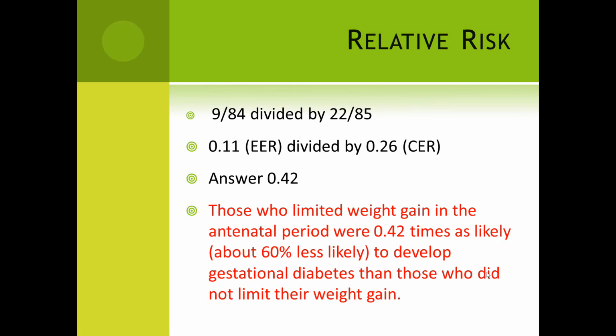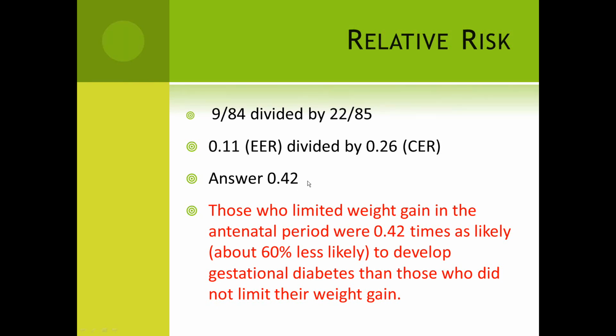So we use the formula that was presented a moment ago, and it is 9 divided by 84, and that's divided by 22 divided by 85. That gives you this line here, 0.11. EER just stands for the experimental event rate, and CER is the control event rate. But that calculation comes out at 0.42.